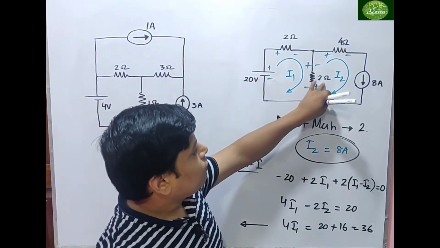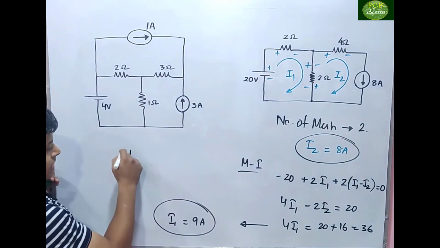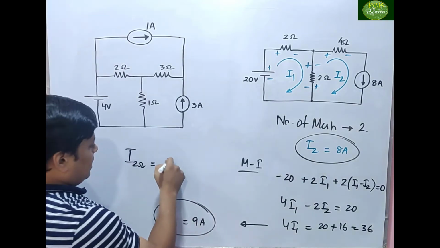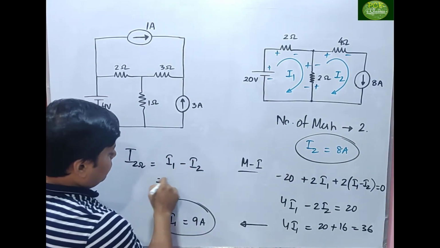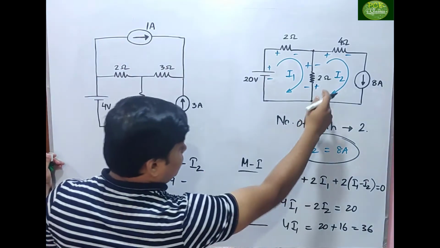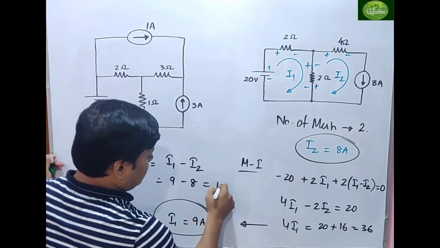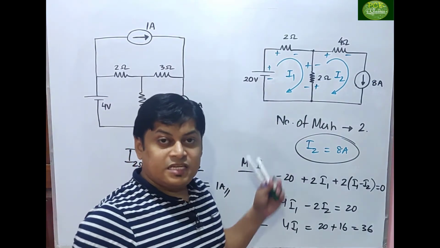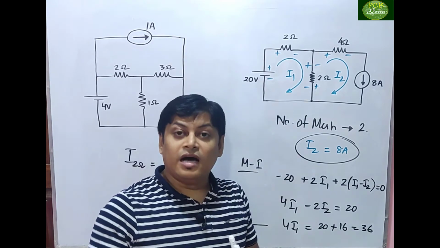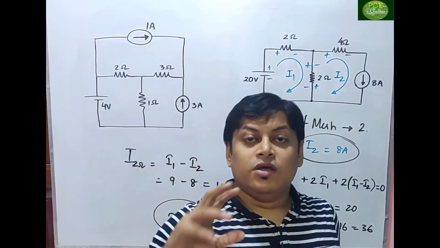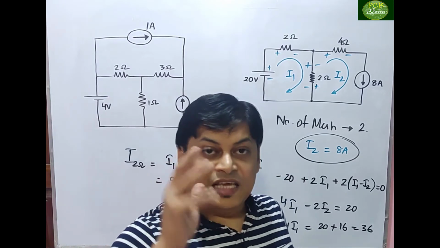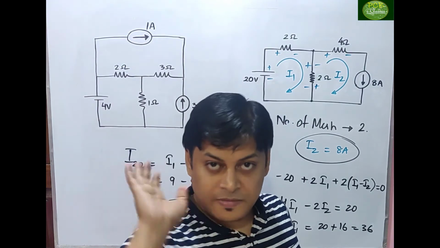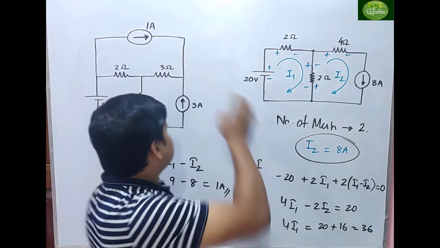Suppose I want the current flowing through the 2 ohm. The current is I1 from here, I2 from there. So can I write this as I1 minus I2? What is I1? 9. What is I2? Already we have 8. So what is the current flowing in the 2 ohm? 1 ampere. Fine. This type of problem is very easy to solve because the current source is present in the outer loop. If I am applying the mesh current, the mesh current will be equal to the outer loop current source current. Fine. Let's see this problem.